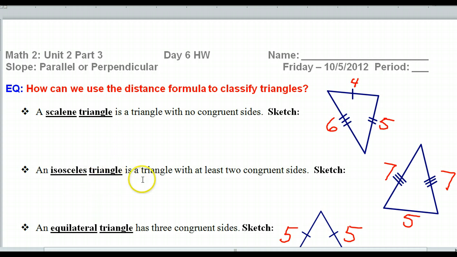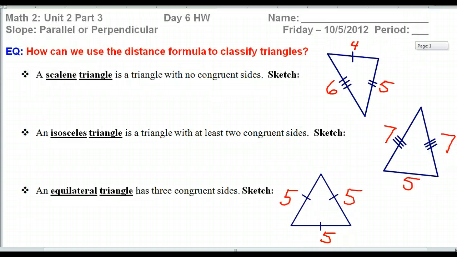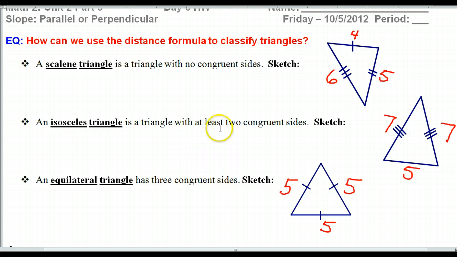An isosceles triangle is a triangle with at least 2 congruent sides. So 7 and 7 and 5, that would be isosceles. Now notice that it says at least. I'm going to come back to that in a second. An equilateral triangle has 3 congruent sides. So, for example, a triangle that had sides 5, 5, and 5 would be equilateral.